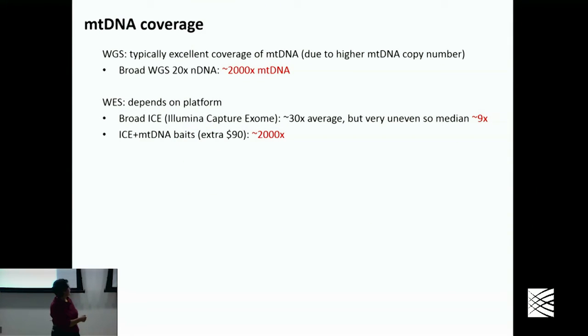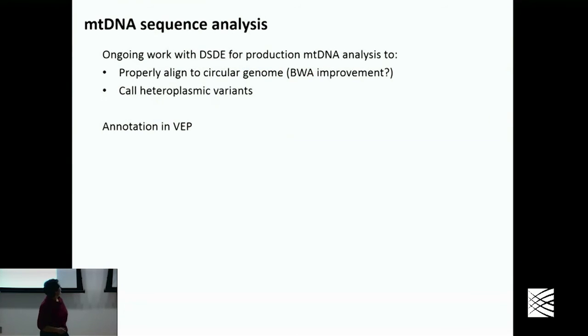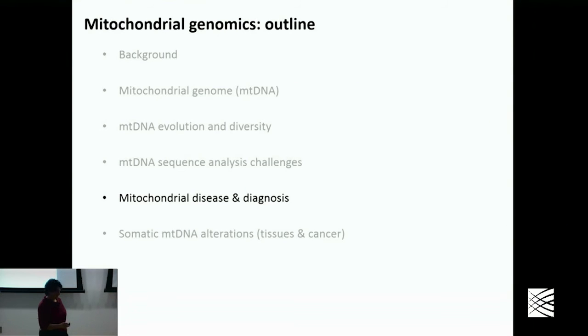So at the Broad, whole genome 20x nuclear DNA coverage gives you 2,000x coverage of the mitochondrial genome. Whole exome sequencing, the ICE gives you an average of 30x, but it's so uneven that the median is only 9x. It's very hard to call variants with that low coverage. We helped the platform develop an extra method where they add back baits to the mitochondrial genome. So in your same tube, when you order exome sequencing, you can pay an extra $90 and get the mitochondria at 2000x coverage if you are interested in that for your disease. I'm working with DSDE to make that pipeline.